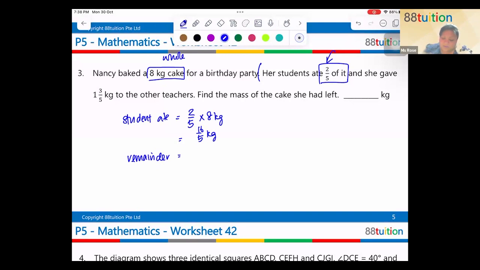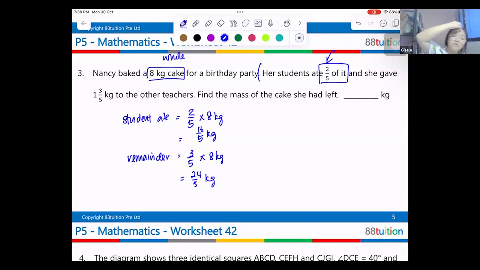Okay. So what's the remainder? You can either do it this way, 1 minus 2 out of 5, times 8 kg to give me 24 over 5. Or you can also take 8 minus 16 over 5. Okay, now, the remainder after her students ate and she gave 1 and 1/3 kg to the teachers. So what's left?